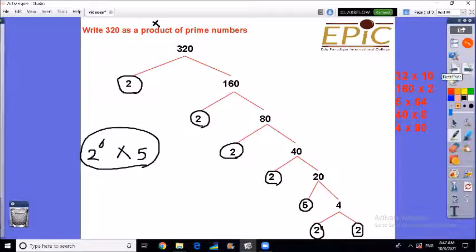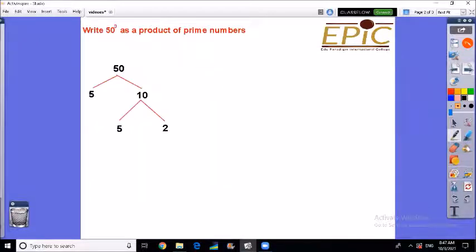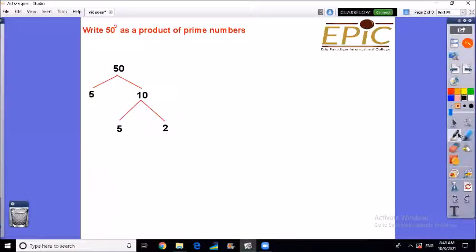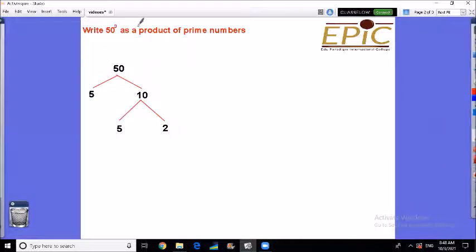Let's have a look at a different question right now. Write 50 cubed as a product of prime numbers. Oh, Mr. Ahmad, you wrote the answer already here. Sorry, I made a mistake and forgot to hide the answers. All right, so 50 cubed. Mr., that is so confusing. How can we prime factorize 50 cubed?